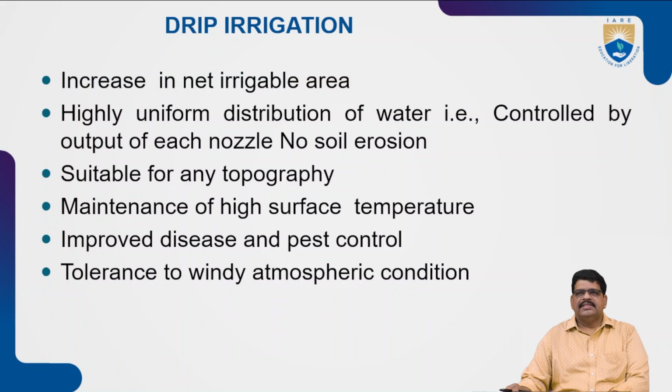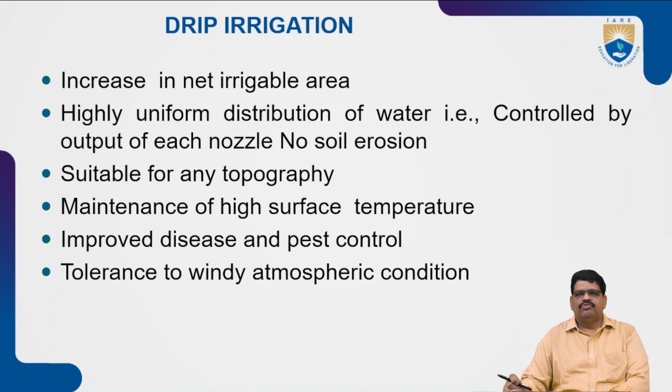Next, increasing the net irrigable area. So why is the net area increased? Because the flood area can also be irrigated, as previously less water was required. Those wasteland areas can be converted into irrigable area.